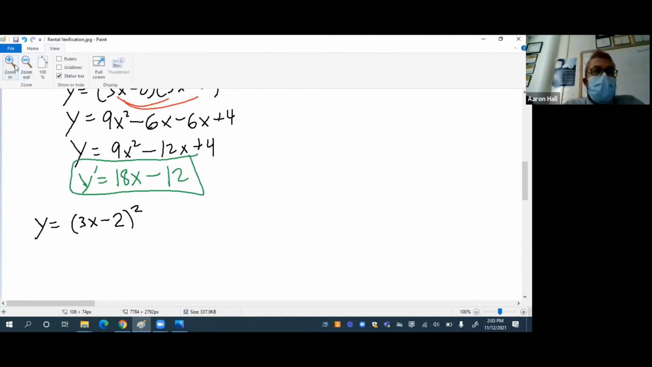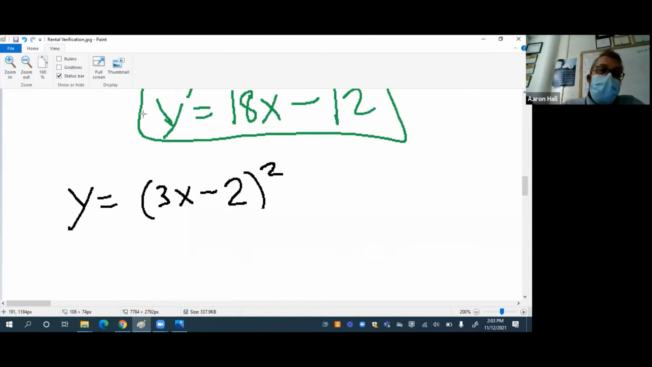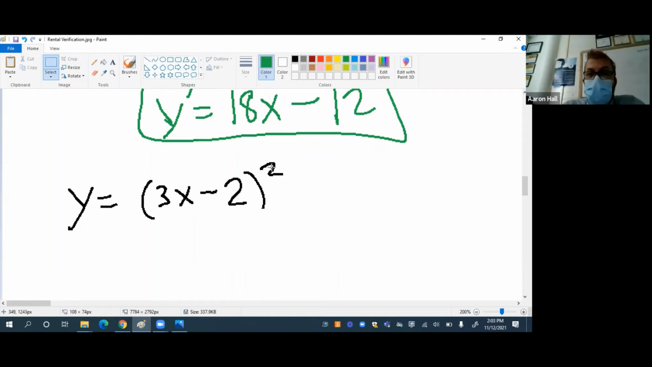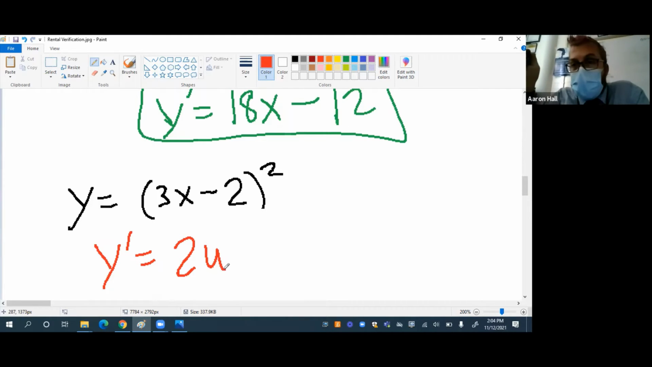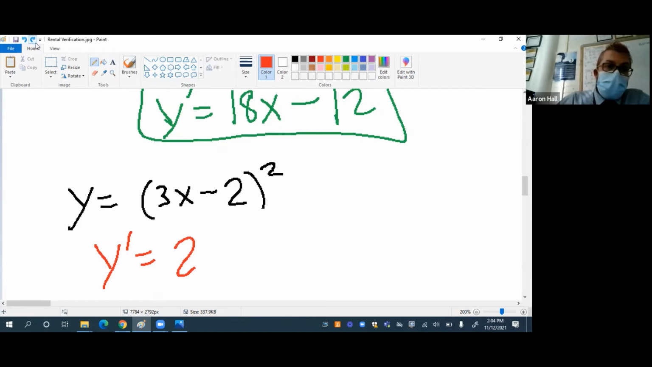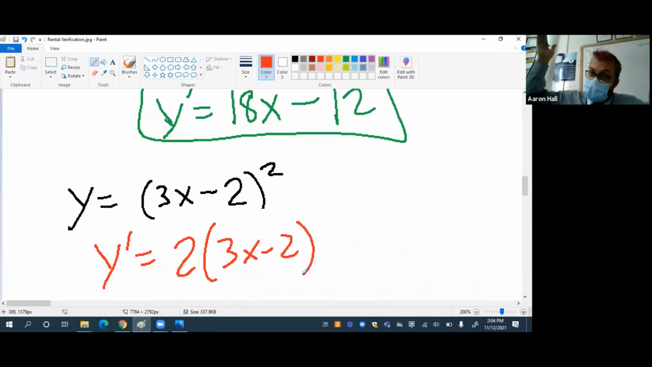Okay, now we do the derivative. So the outside function again is what? U squared. So the derivative of u squared is? Yeah, just 2. So I have 2u. But it was never u. It was 3x minus 2, right? So I'm going to introduce that back in. I have 2 times 3x minus 2. So all I did is I took the derivative of the outside function, leaving the inside function alone.